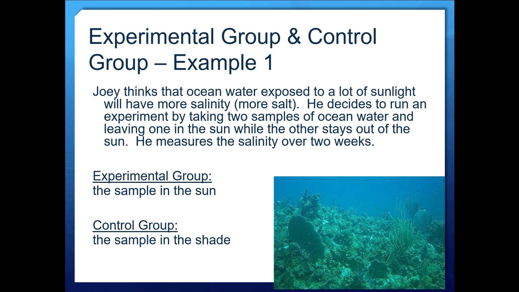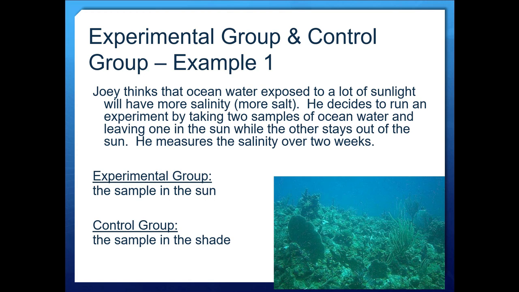Now, let's go to another experiment and we'll come back to the insulator experiment again. So this is an example. For the first example, Joey thinks that ocean water exposed to a lot of sunlight will have more salinity. Salinity is a measurement of salt. He decides to run an experiment by taking 2 samples of ocean water and leaving one in the sun while the other stays out of the sun. He measures the salinity over 2 weeks.